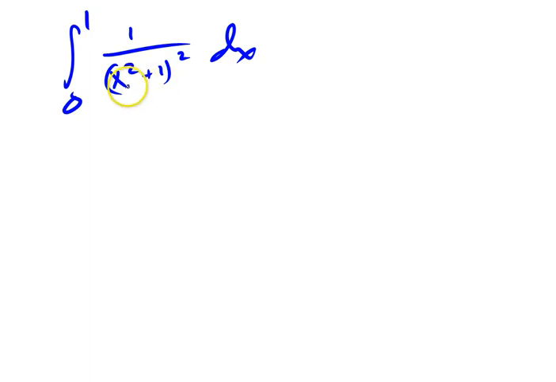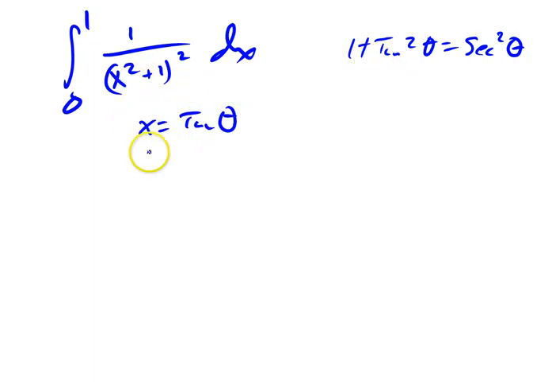I see the 1 plus x squared here. That reminds me of tangent, because 1 plus the tangent squared theta is the secant squared theta. So that 1 plus in there makes me think I want to let x equal tangent theta. So dx then has to be the derivative of that, secant squared theta times d theta.